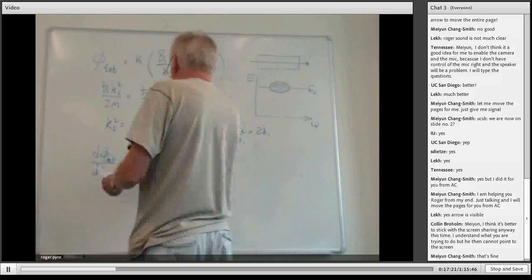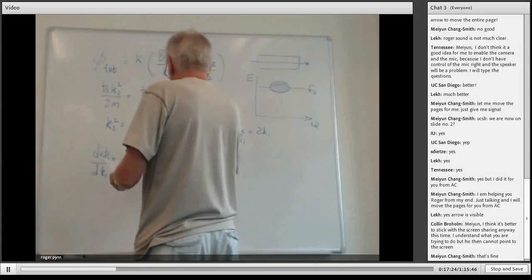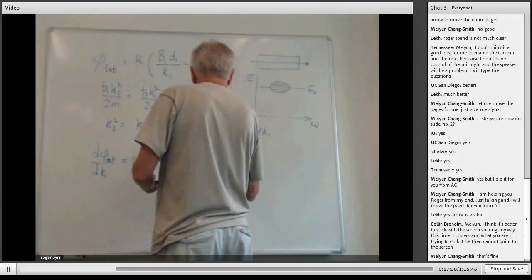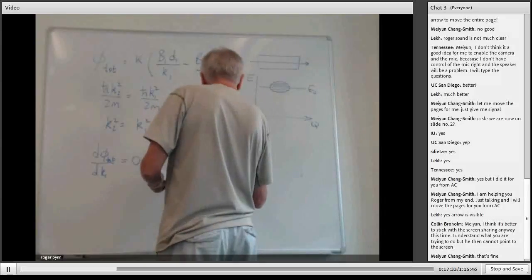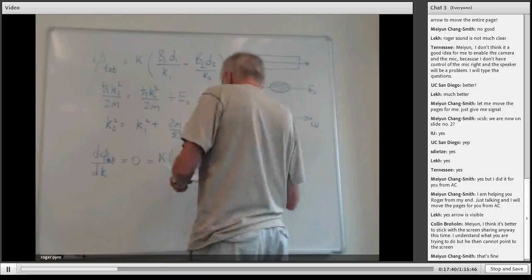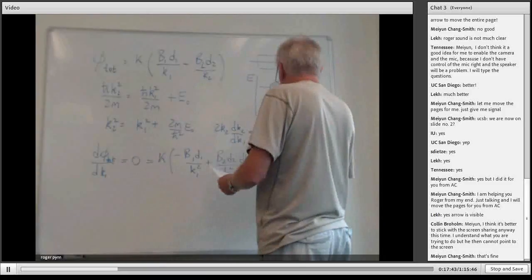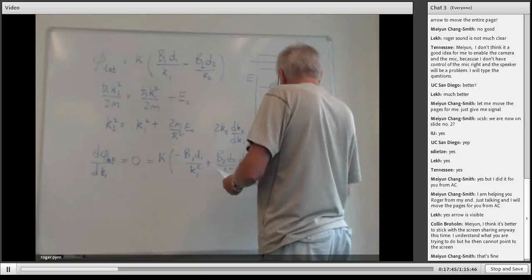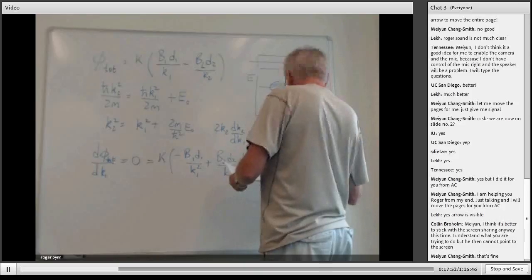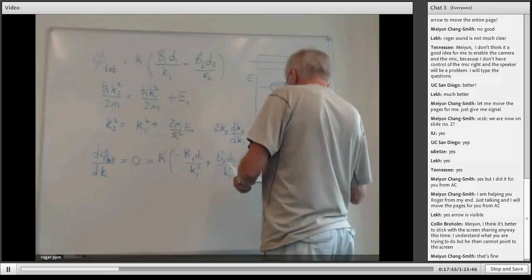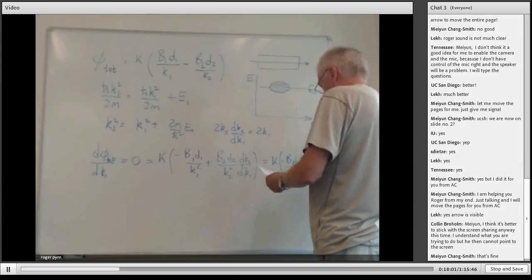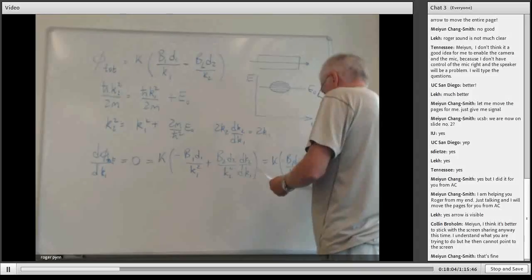So if I do that, I'll just have to differentiate this thing up here, and I'm going to get minus B1 D1 over K1 squared plus B2 D2 over K2 squared times dk2 dk1, and that whole thing is just going to be k into minus B1 D1 over K1 squared plus B2 D2 K1 over K2 cubed.